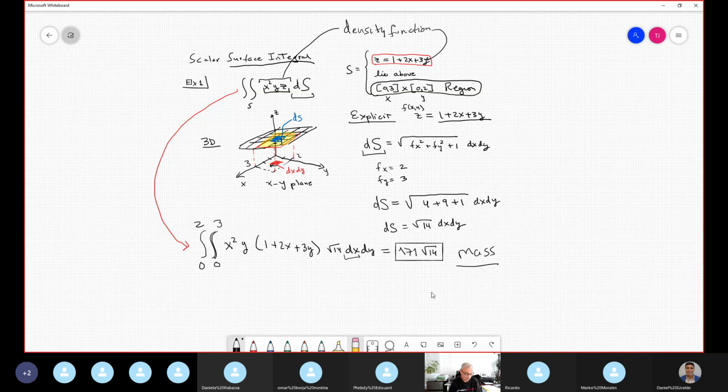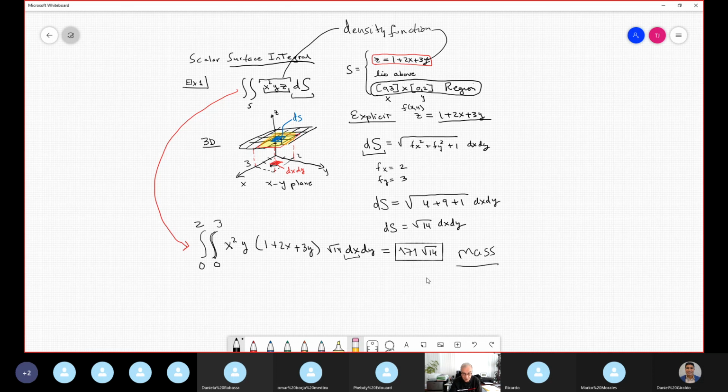This is one possibility of the interpretation. Remember, the interpretation depends on the nature of the integral function. Any question? This is scalar, not vectorial. We start today studying vectorial. But no, one more example of the scalar.